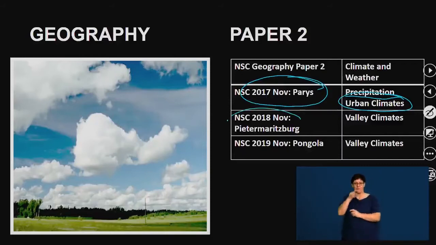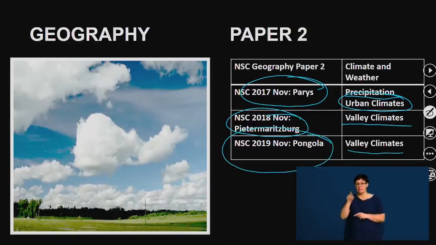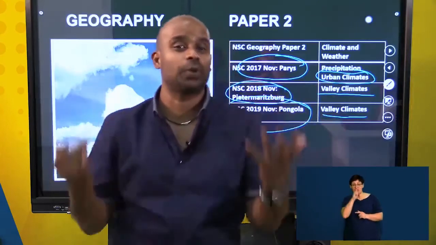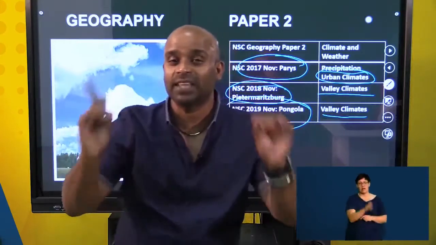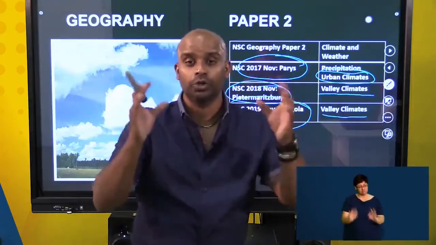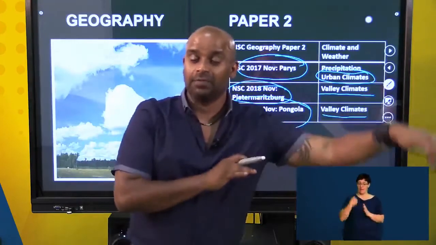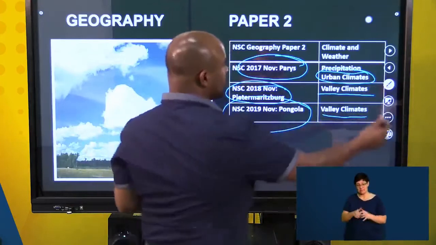In 2018, on the map of Pietermaritzburg, it was valley climates. And then again in 2019, valley climates. Can you see, guys? Do you know what to do when you're integrating climate onto a map? Look at these past papers, study them. Make sure you're identifying the content of climate and weather in order for you to know what to expect in future examinations. Let's go further.